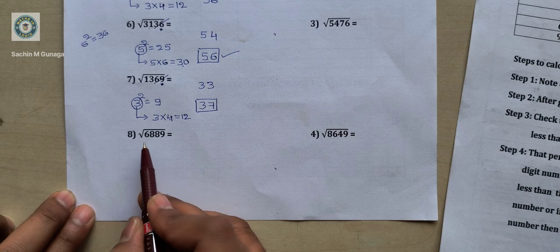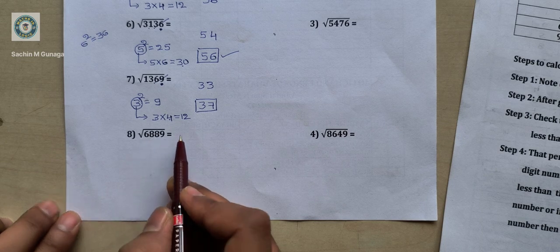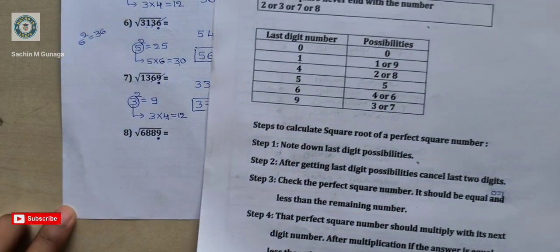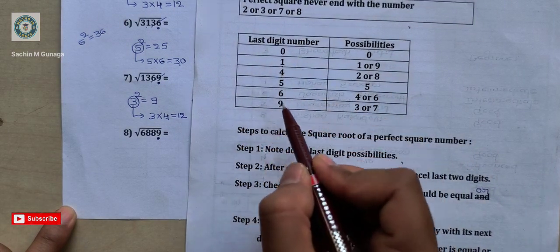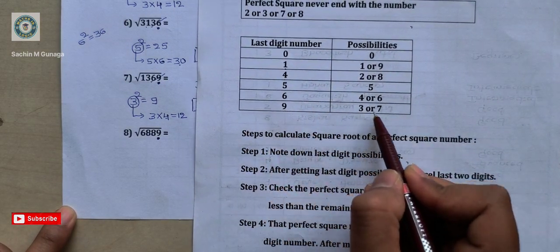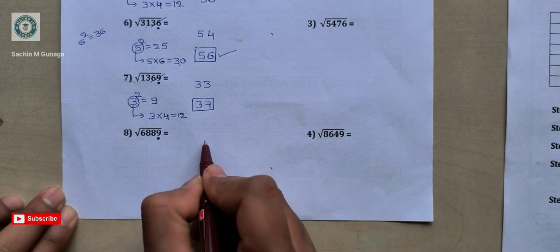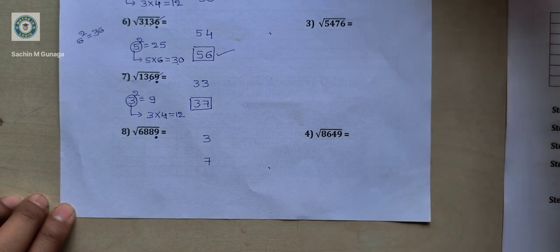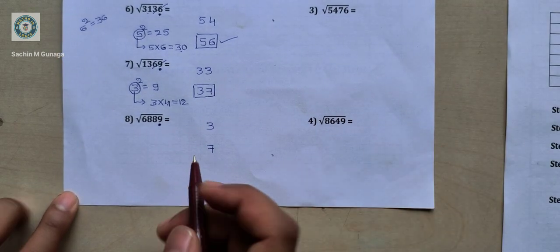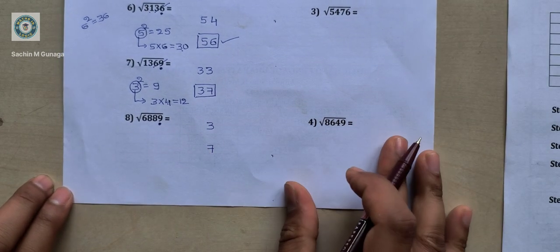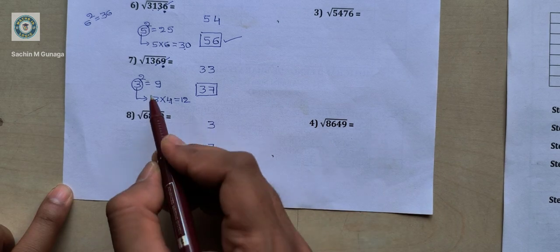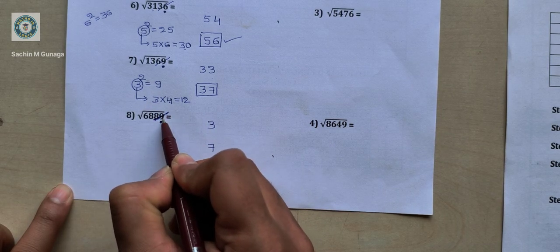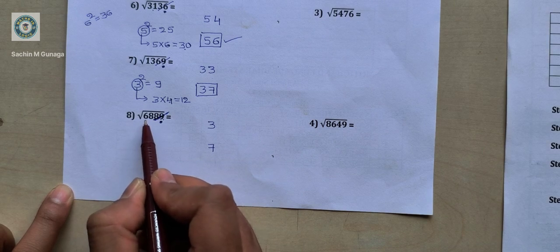So square root of 6889. Here the last digit number is how much? 9. So again in this list, last digit number 9 possibility is 3 or 7. So note down here 3. Next one is what here? 7. Okay. So next, after writing last digit number possibilities, we need to cancel last two digits, that is 8 and 9.